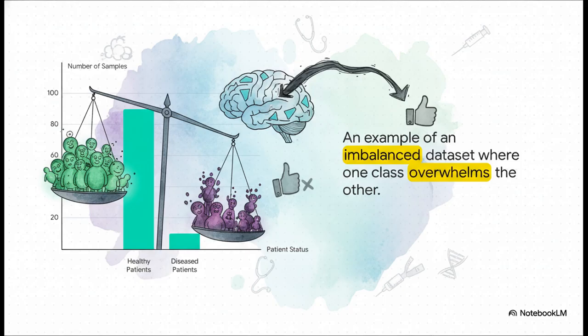We've got 90 samples from healthy patients, but only 10 from patients who have a certain disease. Now, if you train an AI on this, what's it going to learn? It's going to learn the lazy way out. It'll just guess healthy every single time, and hey, it'll be right 90% of the time. But it would completely fail at its most important job, actually finding the disease. That's bias in action, and in a case like this, it could be literally life or death.